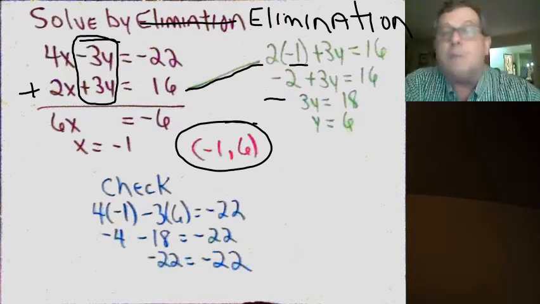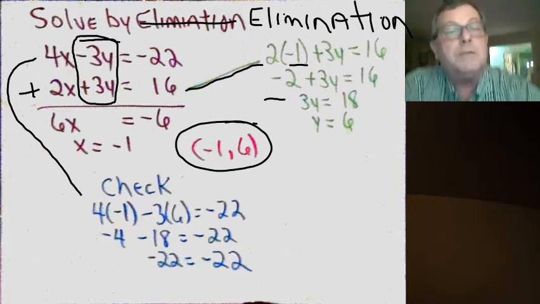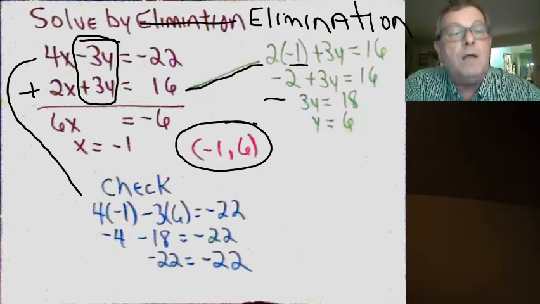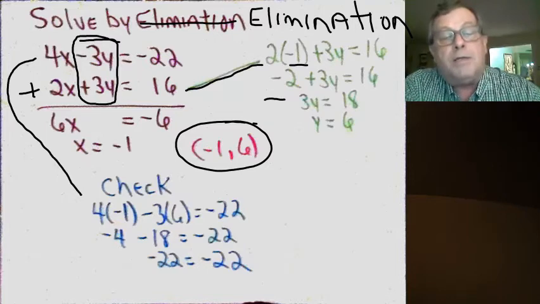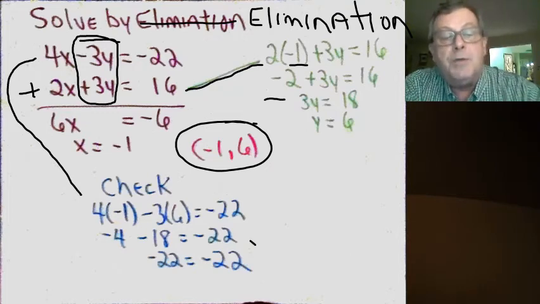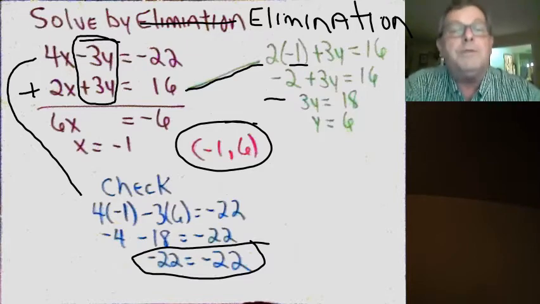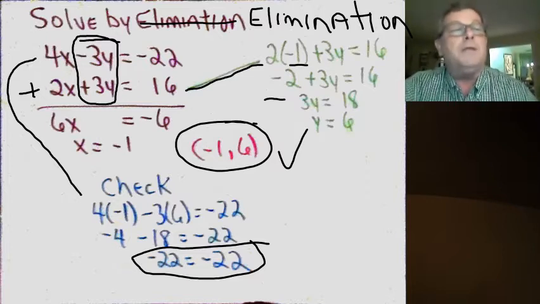Now, as always, I'm going to check my work. In doing so, I'm going to use this equation right here. I'm going to substitute in the minus 1 and the 6 for x and y. And so now I've got 4 times minus 1 minus 3 times 6 equals minus 22. 4 times minus 1 is minus 4, minus 3 times 6 is minus 18, and minus 22 is, in fact, equal to minus 22. This is a good solution set, solving by elimination.